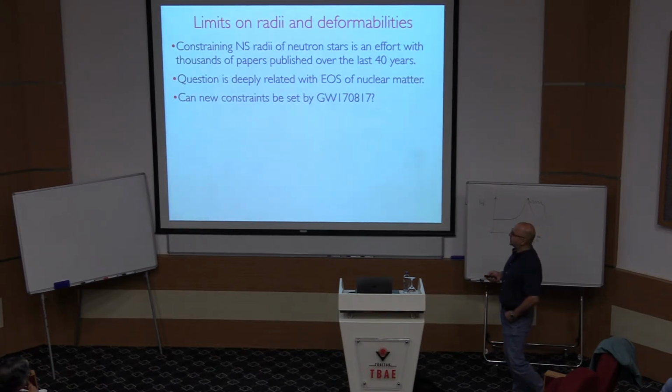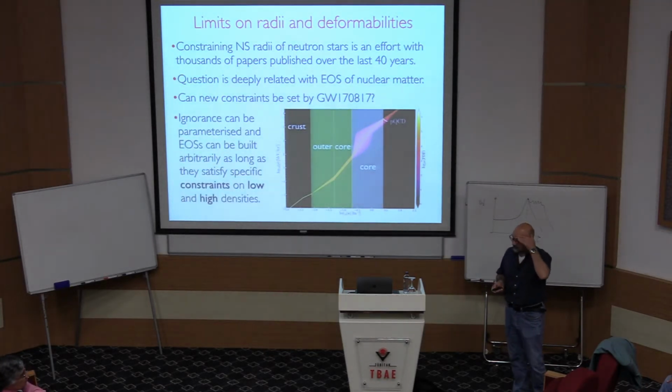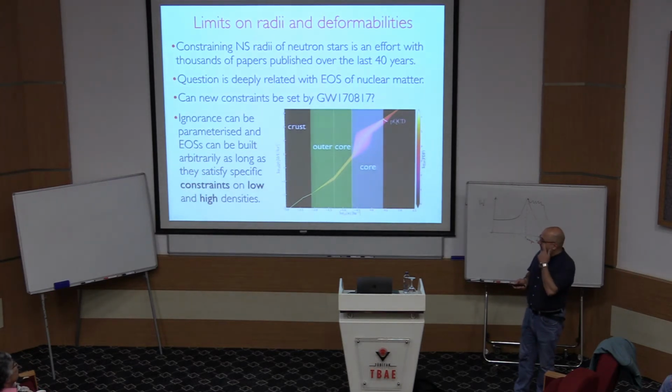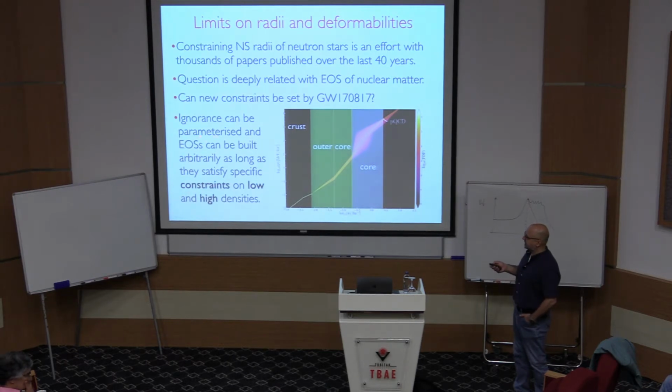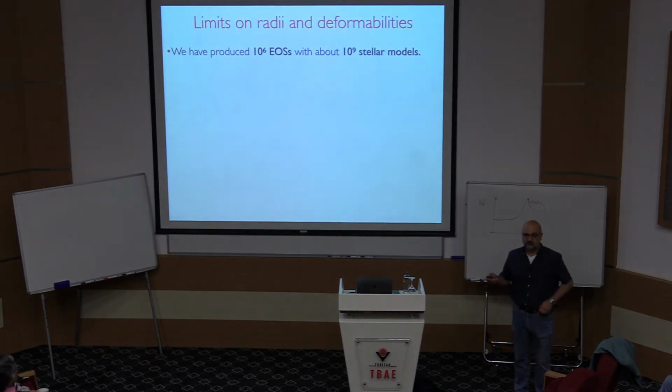We can also use this to set some constraints on the radii, and this is shown over here. As I explained, we don't know what the equation of state is, but for a theorist, this is not necessarily an enormous problem. If you don't know the answer, maybe you can try all the possible answers. And so what we have done is we have parameterized our ignorance and built a very large number of equations of state. In fact, we have built 1 million equations of state and 10^9, so 1 billion stellar models.